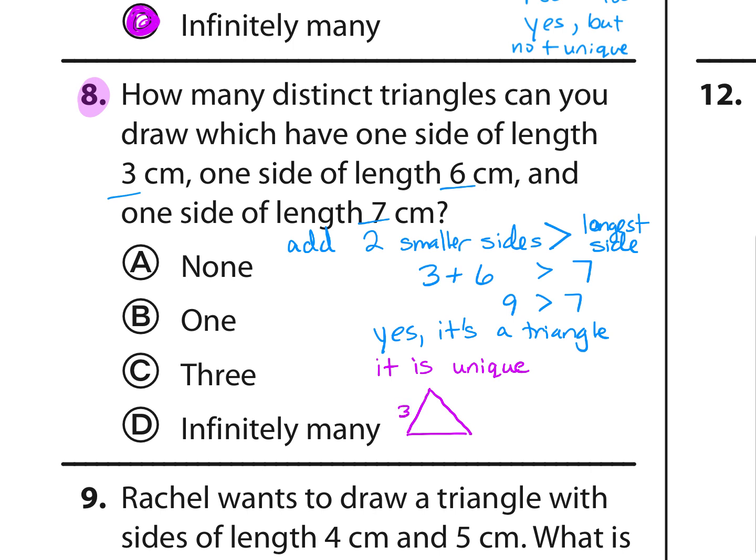and 7, I can't draw that larger or smaller. Those are the side measures, so the size does not change. So there's only one way to draw that triangle.